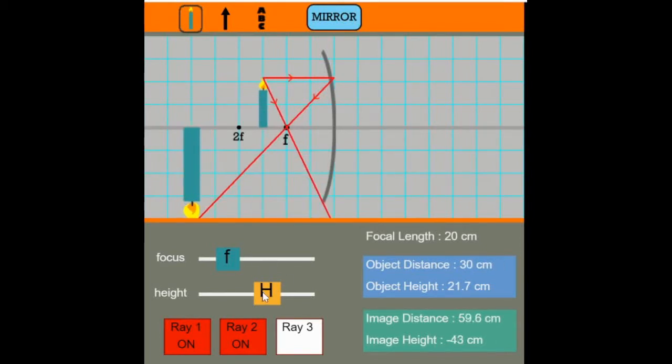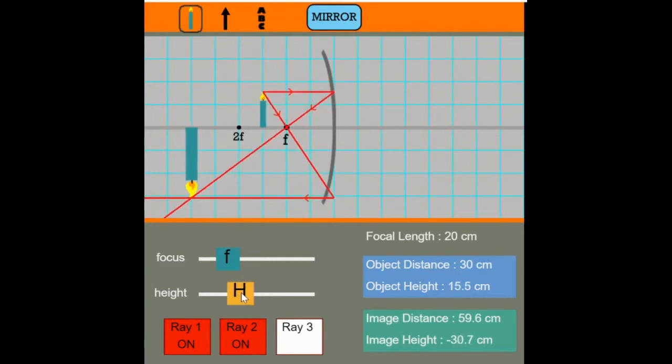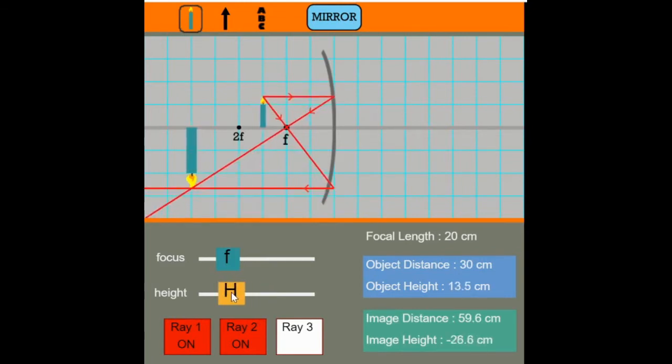You can decrease the size of the object. That means if you take a bigger object, the size of the image will depend on it. Is it clear? See now. So if it is placed between F and C, the image is formed here. So where is it formed? It is formed beyond C.